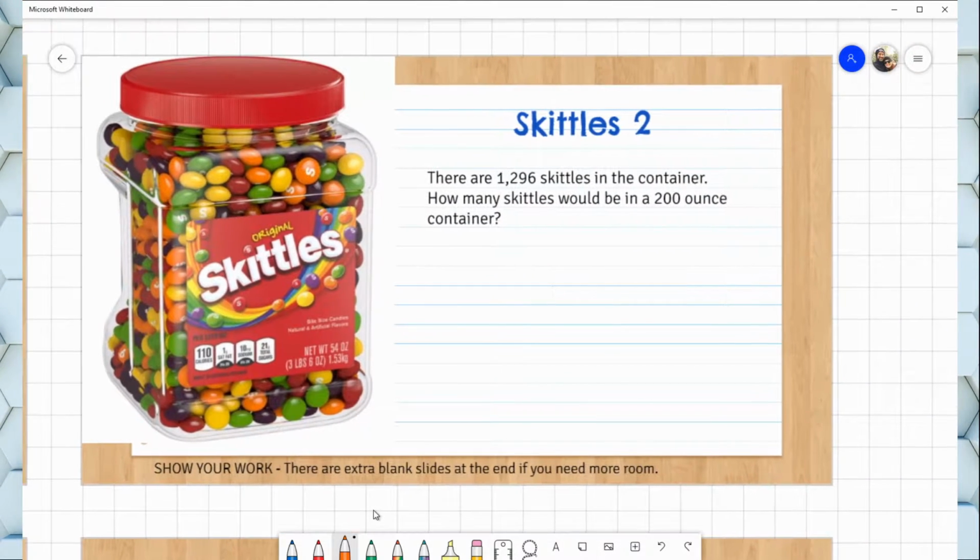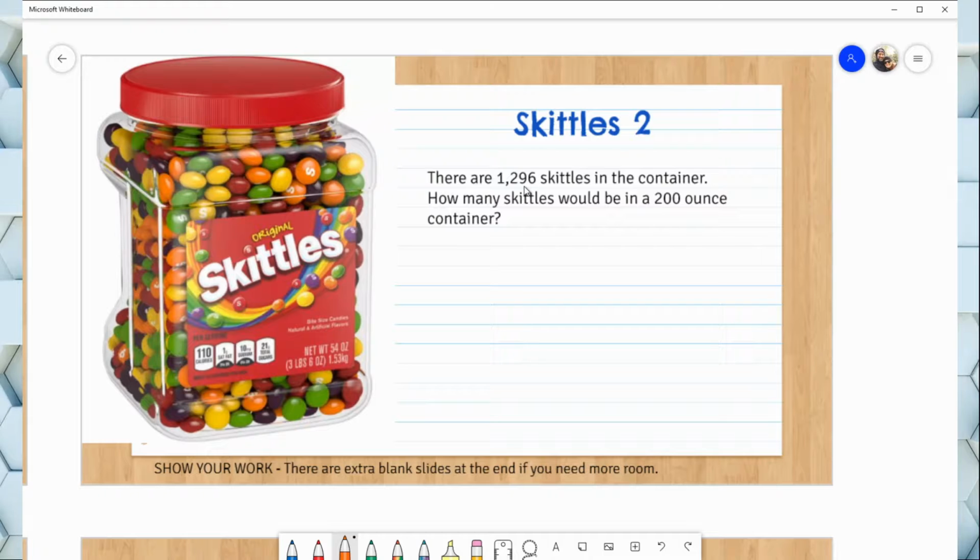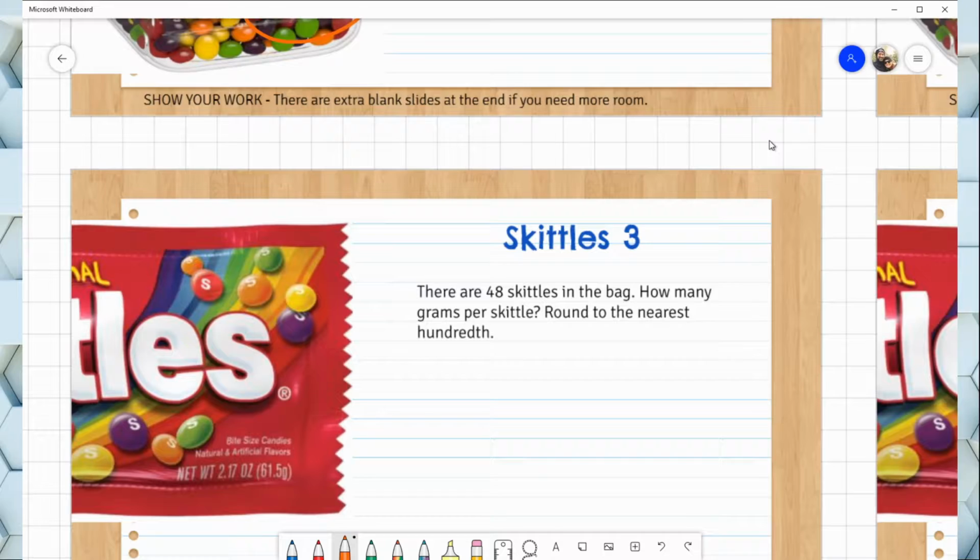On the second slide, you've still got the same number of Skittles, except now you're being asked to find how many Skittles would be in a 200-ounce container. So you're going to have to use your information from slide number 1 and use like a double number line. You can use a proportion and cross products, whatever method you want, to find out how many Skittles would be in a 200-ounce container.